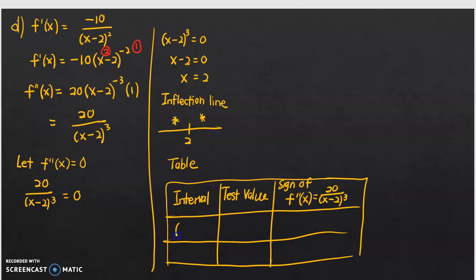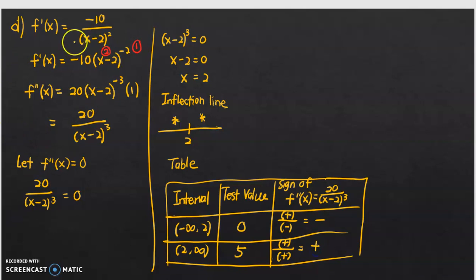So the first interval is from negative infinity until 2. The second interval is 2 to infinity. Based on this inflection line, the test values are 0 and 5. For the second derivative, the numerator is positive. If I substitute 0 here, I'll get negative. Next, I substitute 5. The numerator is positive, and the denominator 5 minus 2 is positive. So here I should have positive.